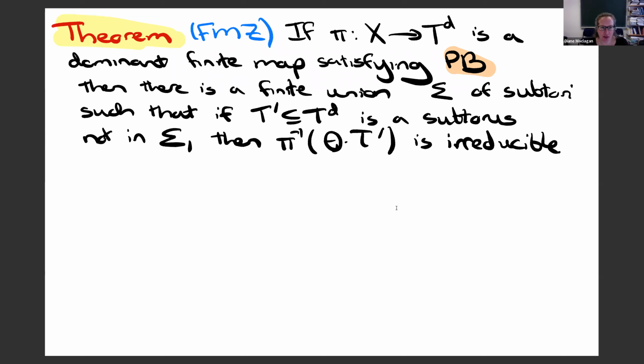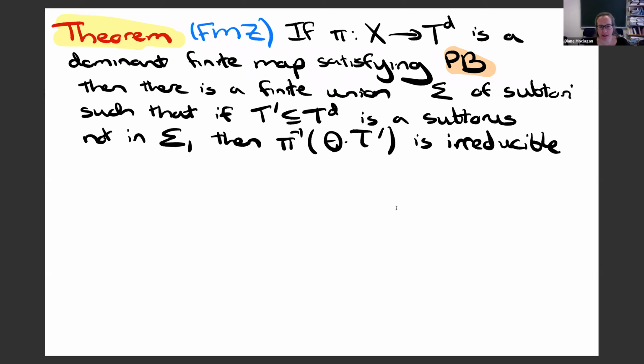So what's the idea? With classical Bertini, you intersect with almost any hyperplane and it remains irreducible. If you want to replace hyperplanes by tori, you run into trouble. It's easy to come up with lots and lots of tori that are bad. But if we rephrase the problem as taking the pullback of a subtorus and make it satisfy this pullback property, then we do get that there's only a finite union of subtori to avoid.